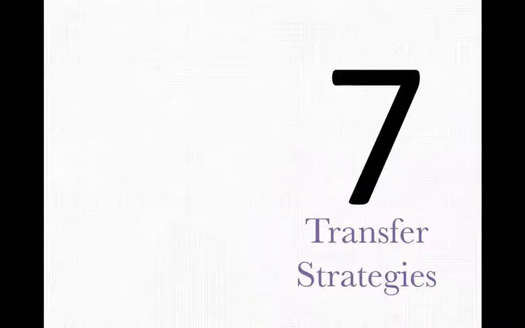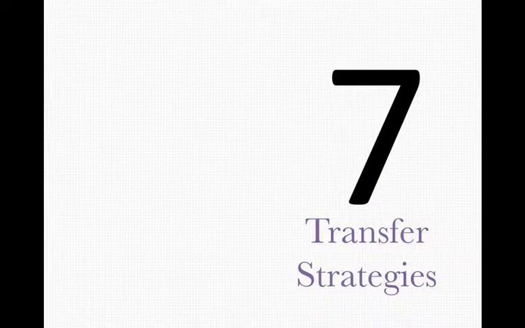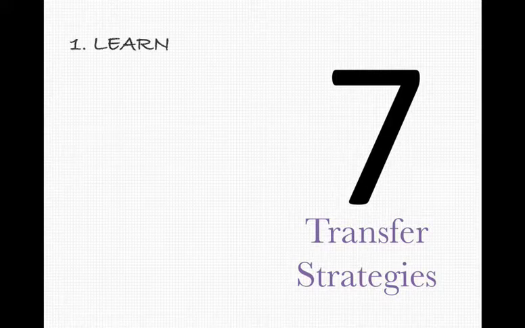A key idea in this module is the 7 strategies that enable transfer from the staff room, or wherever the professional learning occurs, to the classroom. The first transfer strategy is ironic in that you have to learn about transfer theory in order to transfer learning. There are 2 kinds of transfer, simple and complex, and you'll learn more about them in this module.